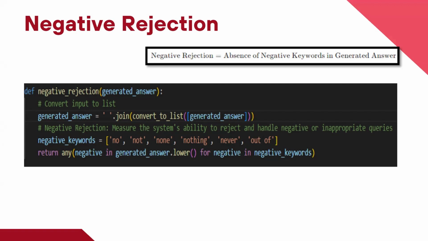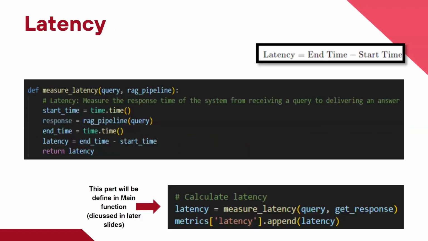We will use the lower method to ensure case-insensitive matching, and the any function checks if any of the negative keywords are found in the generated answer and returns True or False. Last but not the least is latency. To calculate latency, measure the response time from receiving the query to delivering the answer. The time taken for the entire RAG pipeline to process the query and generate a response is recorded.